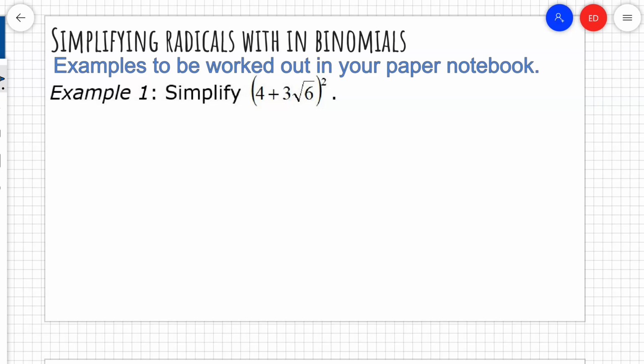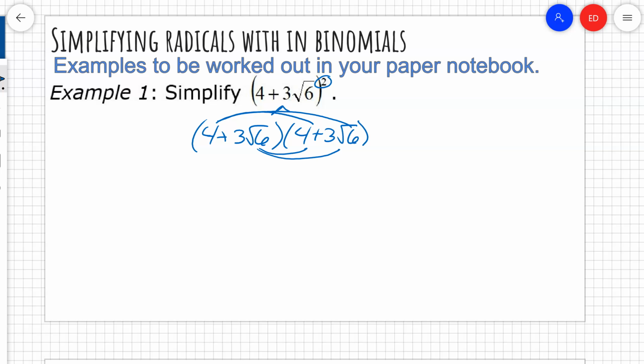Now, remember, when anything is squared, we can always rewrite that because there's 2 of them. So we would have 4 plus 3 square root 6, and we'd also have 4 plus 3 square root 6 because there are 2 of them. All right, now that we have 2 binomials, what we're going to do is go ahead and FOIL that out. So it's going to be first, outer, inner, last.